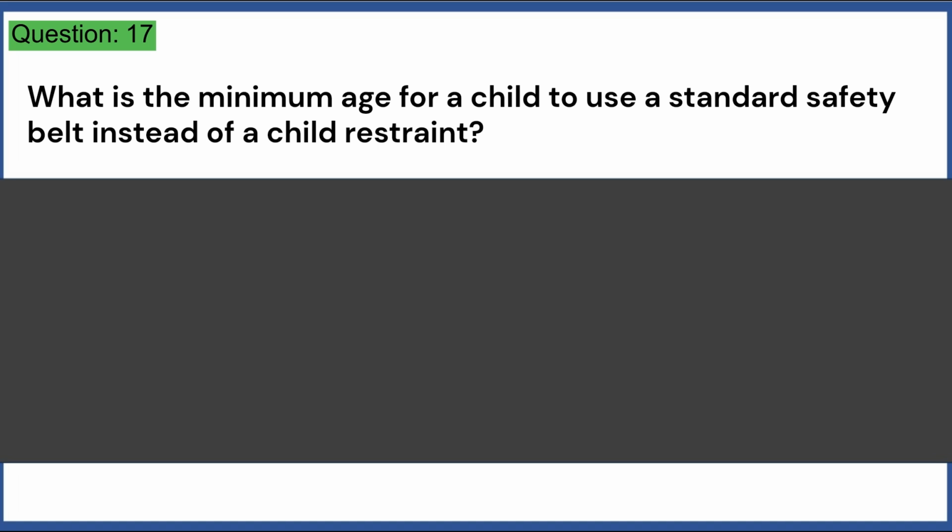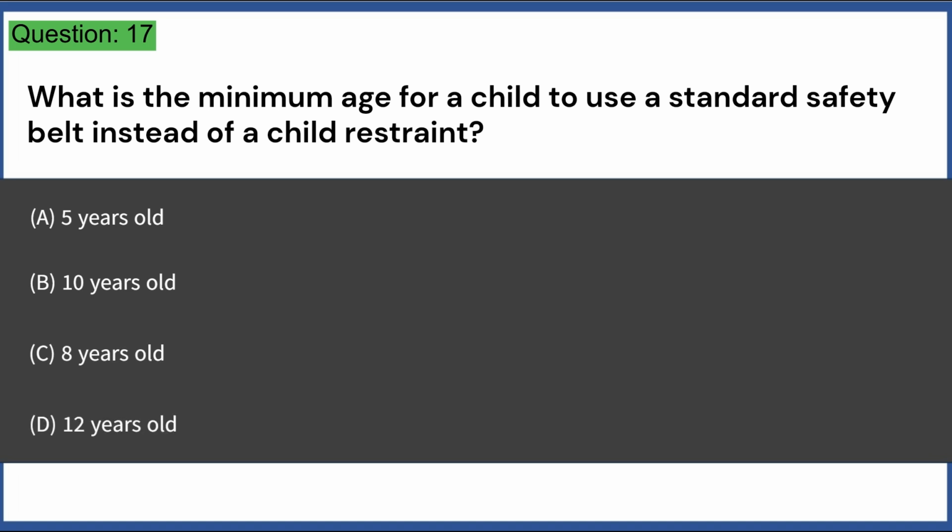What is the minimum age for a child to use a standard safety belt instead of a child restraint? A. 5 years old. B. 10 years old. C. 8 years old. D. 12 years old. Answer: C. 8 years old.